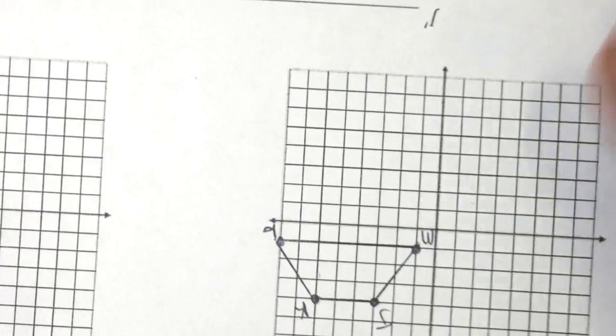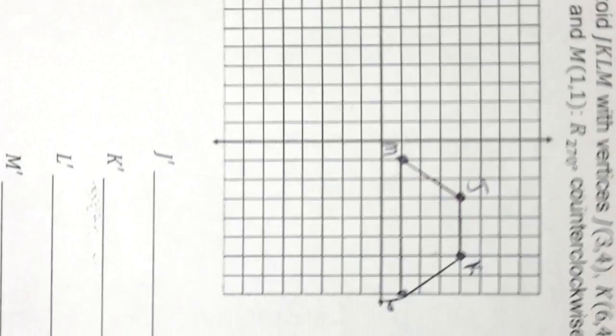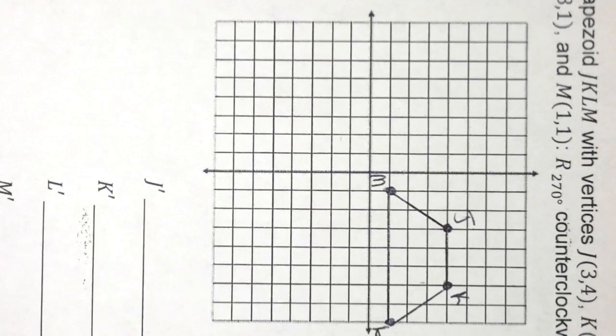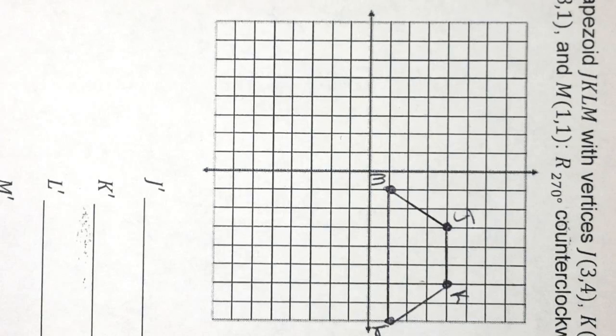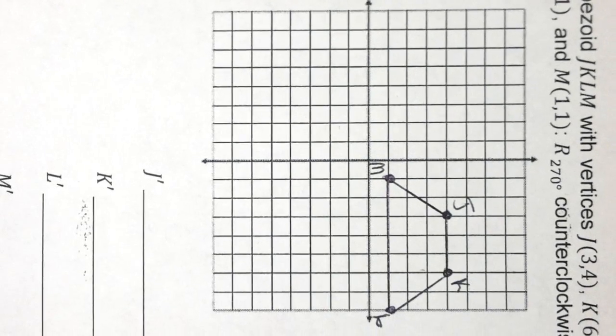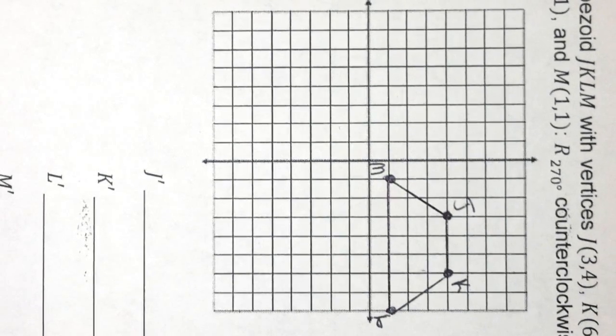2 turns. I'm upside down now. And then 3 turns. It's a 270 rotation, counterclockwise. And I am in quadrant 4 like I said I would be.